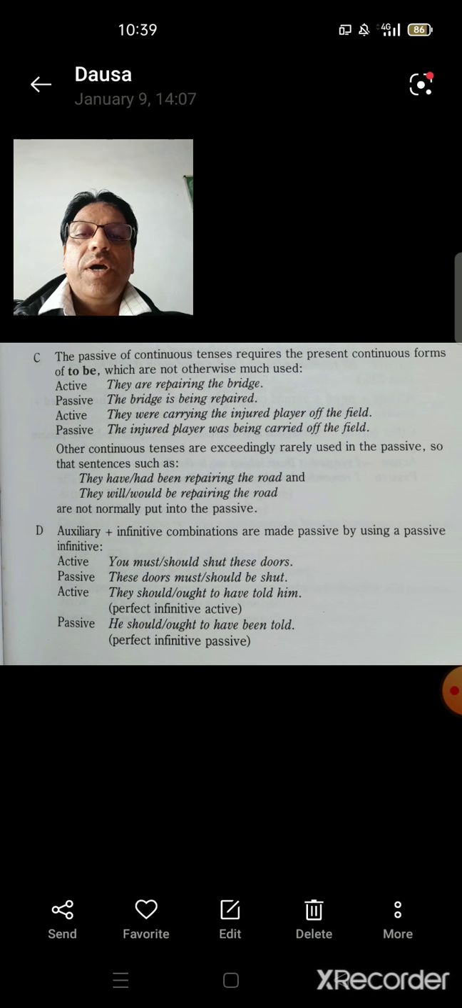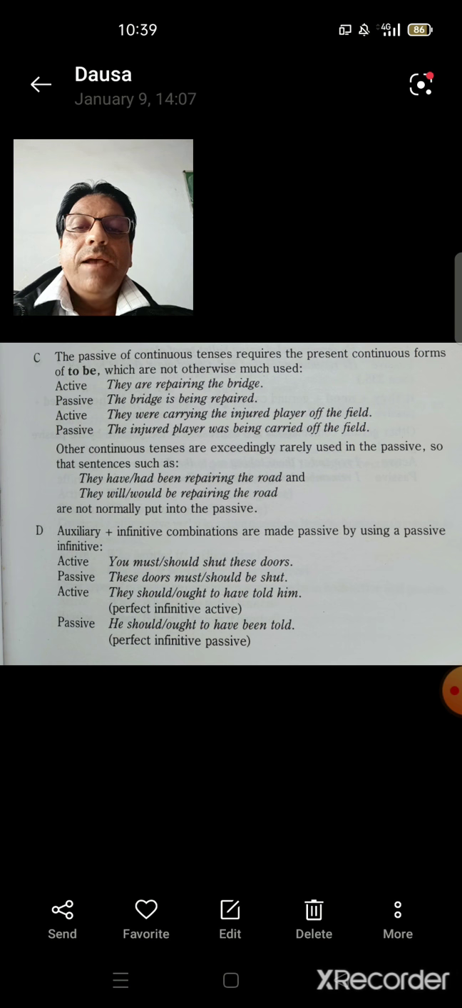More passivization for continuous forms. For present continuous, they are repairing the bridge. So again, we put that object of the active sentence in place of the subject, the bridge, and we make some logical adjustment, because since the bridge is singular, we use the singular verb is instead of are. The bridge is being, because repairing is present progressive. So we have the same tense for the verb be. The bridge is being repaired. Repaired is the past participle of the main verb repair.